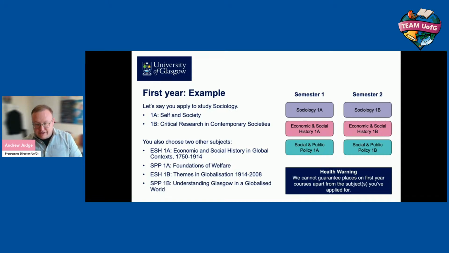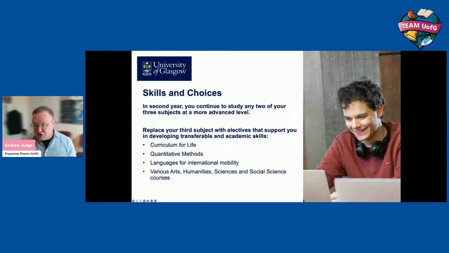I do have to give one little health warning here, which is that we can't guarantee your place on any particular subject unless you have applied technically for that subject. So if you apply for single honours sociology, you're guaranteed a place in sociology, but nothing else. If you apply for joint honours in, say, sociology and economic and social history, you would get a place in them, and then you'd have to see if there's space in the other courses. That's just so we can manage the intake of students in the programme, but we will try and accommodate as best as we can.